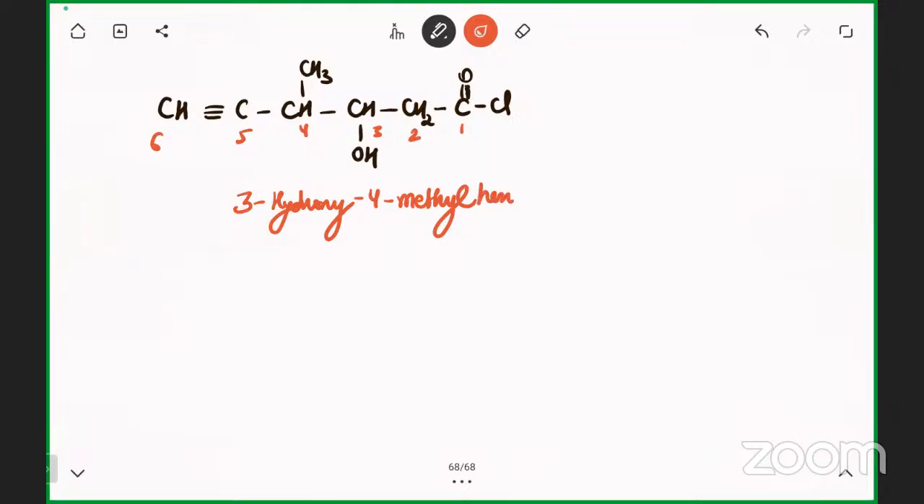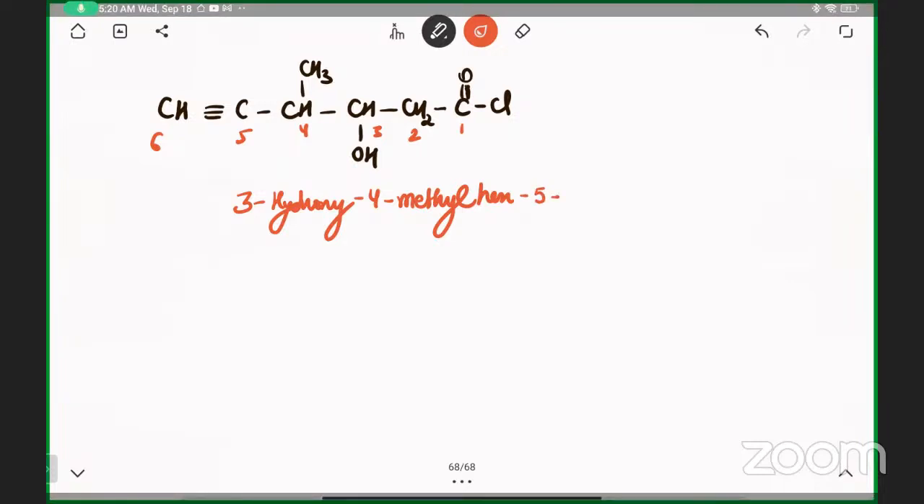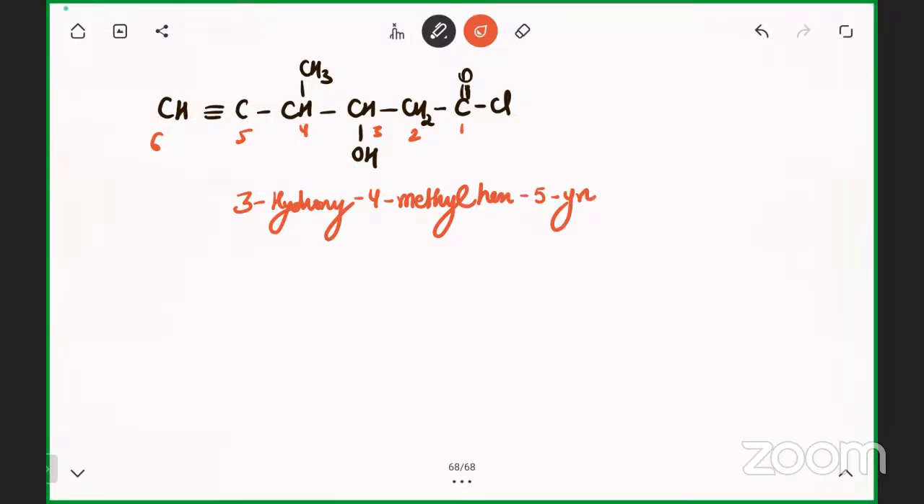So we'll use hex. But on the fifth position, we have a triple bond. Then 5. Just for the triple bond, we use yne, so we'll not use e at the last. 5-yne. Then on the first position, we have oyl chloride. The name will be 3-hydroxy-4-methylhex-5-yn-1-oyl chloride. Clear?